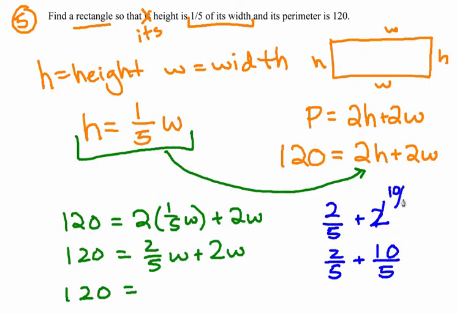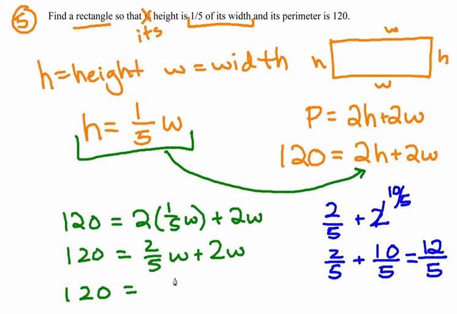Essentially, I've replaced 2 with 10/5. It's the same number, but it looks different, and it's now in a format where I can add it to 2/5. So our denominator is still 5, but our numerator becomes 12, okay? 2/5 plus 10/5, there are now 12 of them.